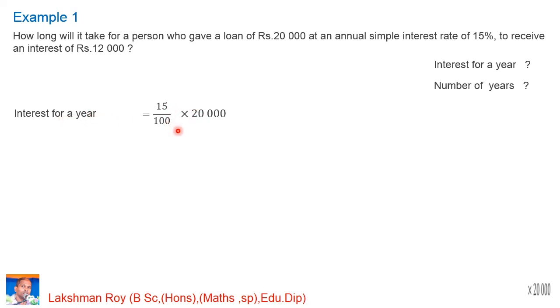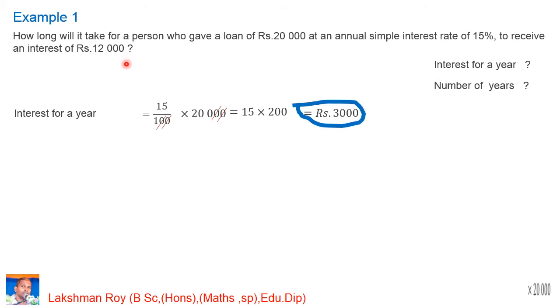Then you can simplify this one, students, and you can cut a 0 here, another 0 here, in 20,000, another 0. Then 200 multiplied by 15, you get 3,000 rupees. So that is the interest for a year. Now, to get 12,000 interest, you can find how many 3,000s there are, because the interest for 1 year is 3,000. So that is the number of years.